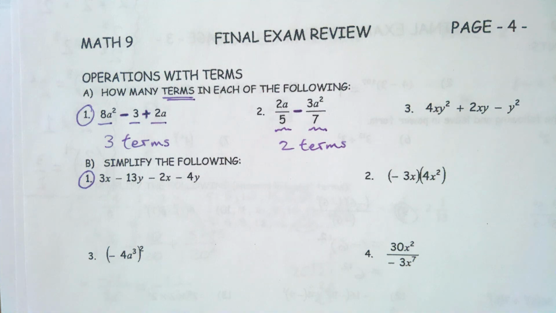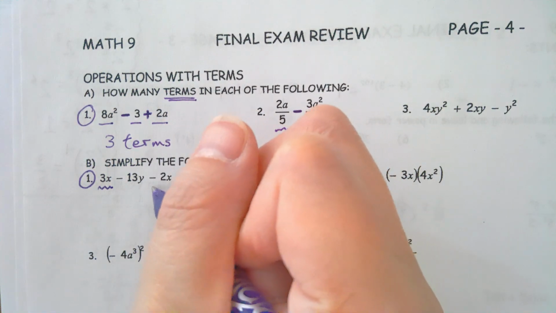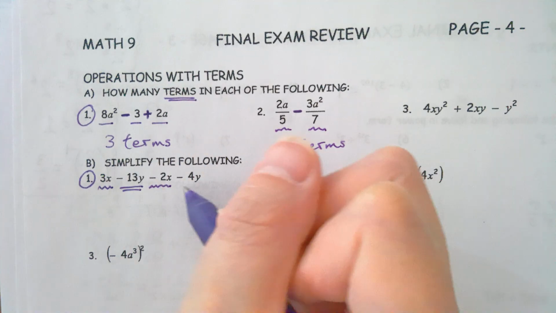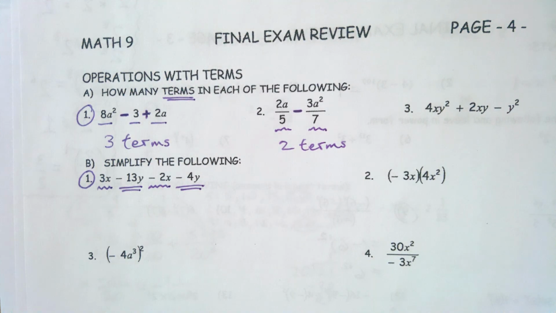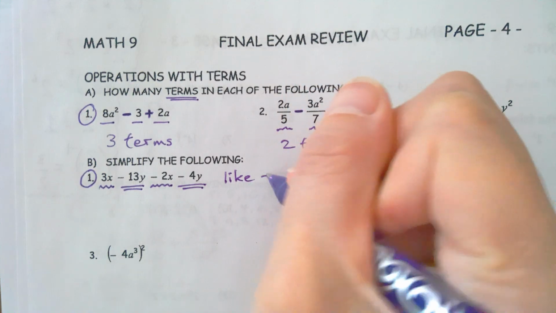But Jonathan, where did you get 2 terms from? Because there's 3x and 13y. Yeah, so notice these x's here and the y's here. What are these called again? Anybody remember from grade 9? Tayden? Like terms. Excellent. Good. You guys remember from grade 9?